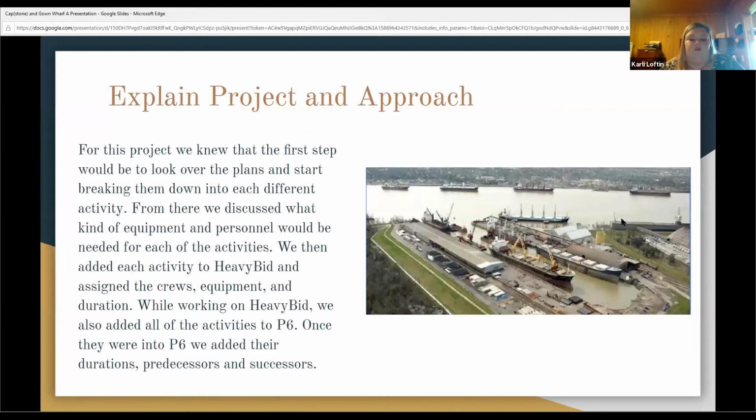For this project, we knew that the first step would be to look over the plans and start breaking them down into each different activity. From there, we discussed what kind of equipment and personnel would be needed for each of these activities. We then added each activity to HeavyBid and assigned the crews, equipment, and durations. While working on HeavyBid, we also added all of the activities to P6. Once they were in P6, we added their durations, predecessors, and successors.